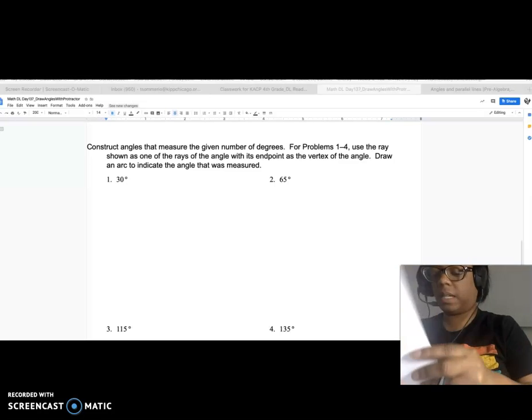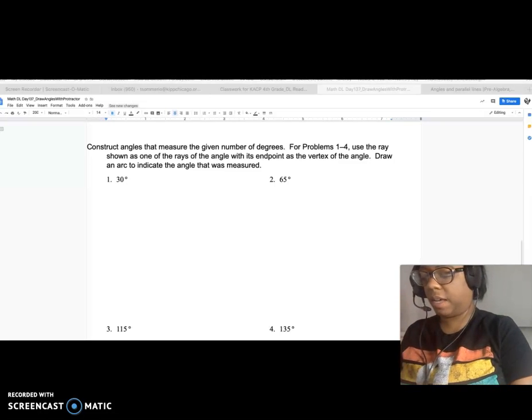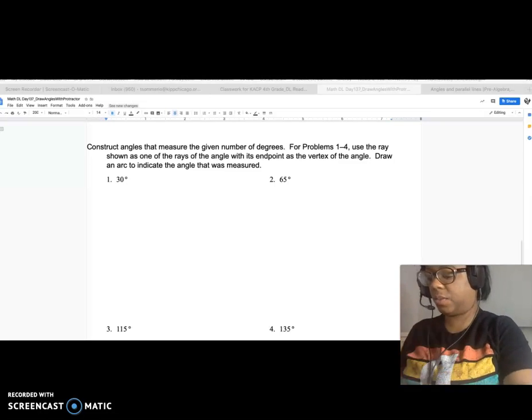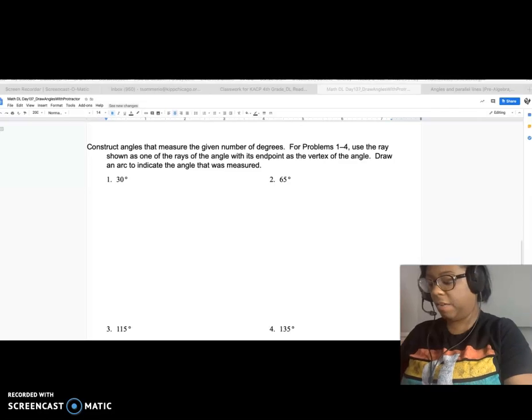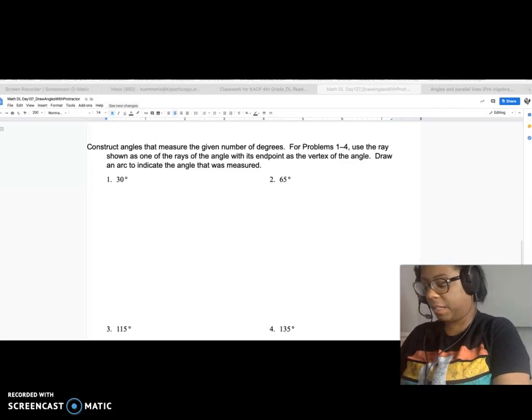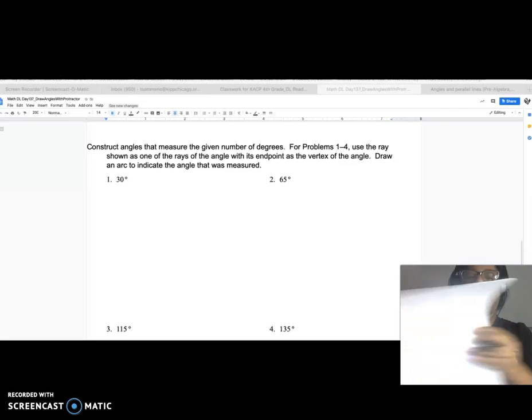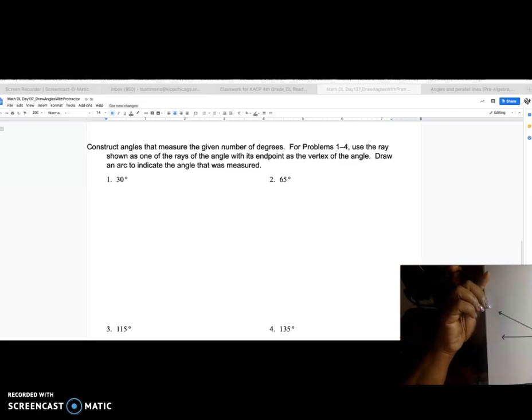Now I'm going to put it down and make sure that I can get this next ray together. I'm going to start at the base of my vertex and I'm going to draw my line from the vertex up to the mark I made for 30. Now, when I connect them, I have this, and this is a 30-degree angle. Now, let's move on to number 2.